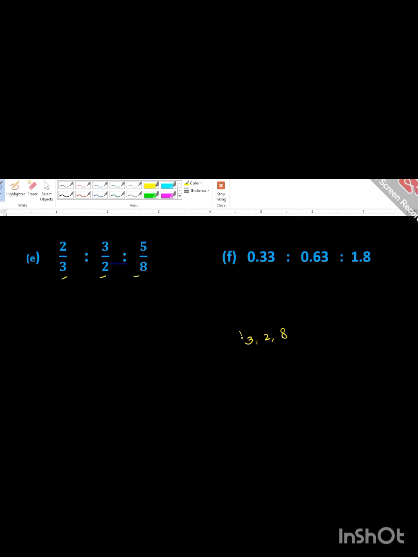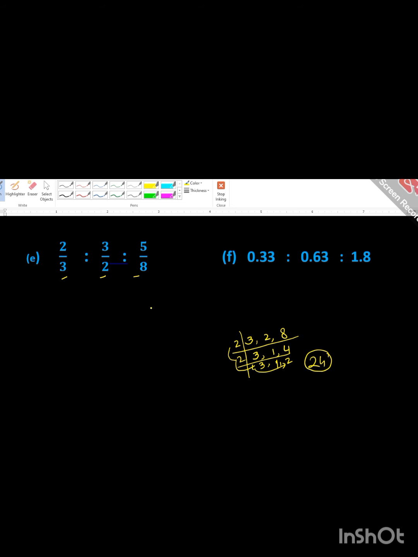3 is not divisible, 2 1s are 2 and 4 2s are 8. Again we divide by 2, 3 and 1 and 2. Now they are not further divisible, so you can multiply. 2 2s are 4, 4 3s are 12 and 12 2s are 24. So your LCM is 24.